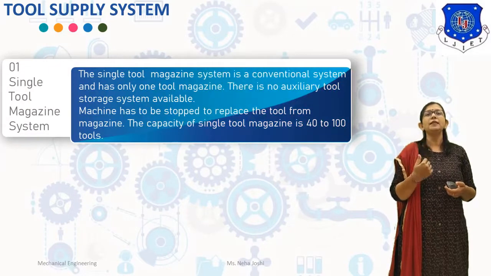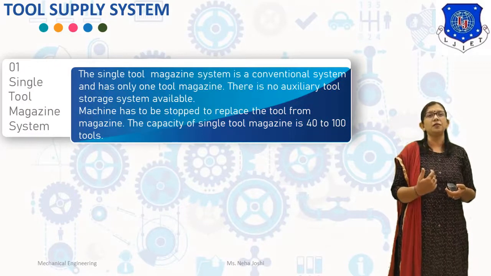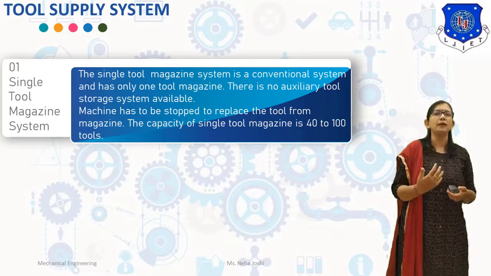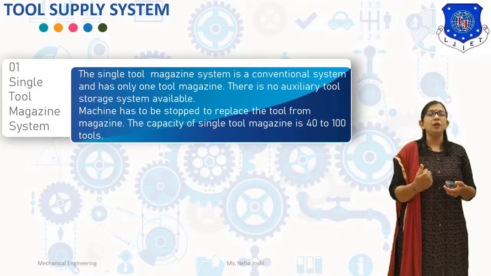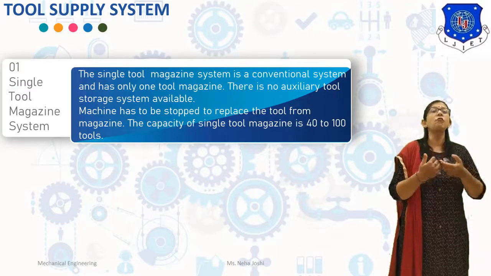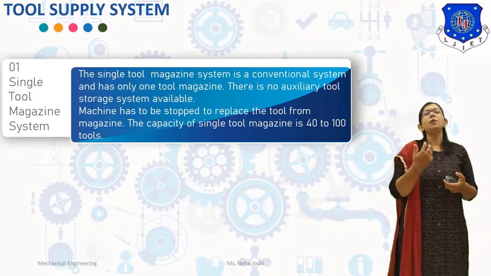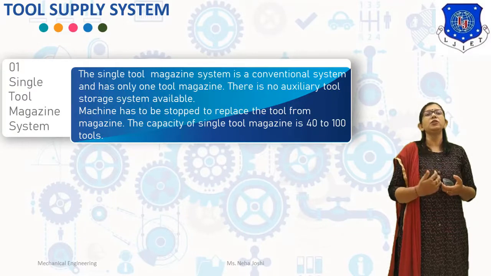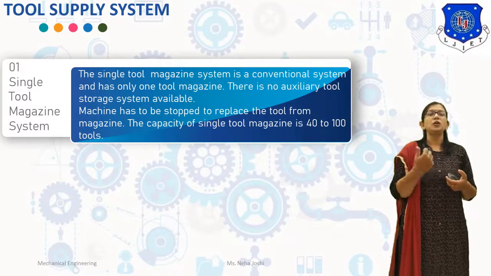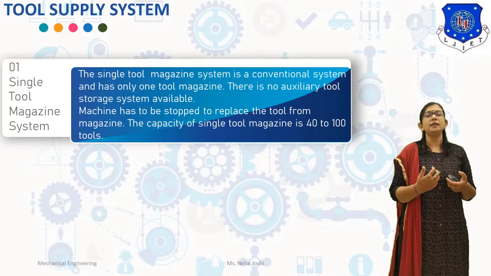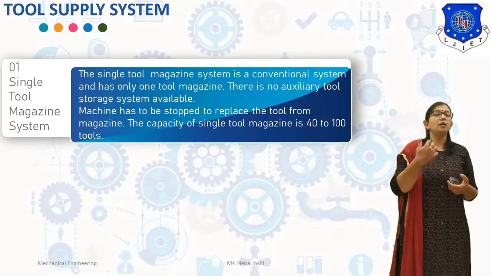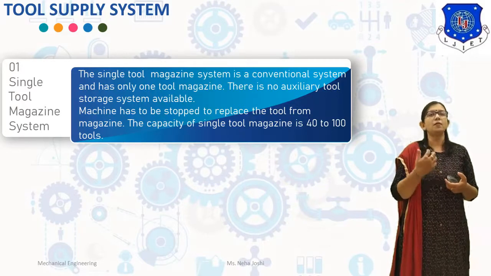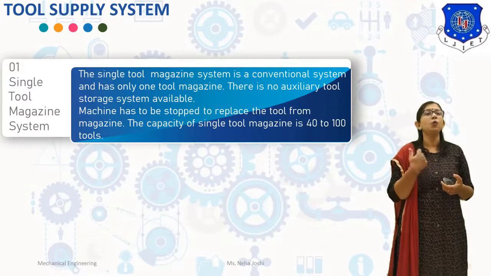In the single tool magazine system, it is a conventional system and has only one tool magazine. There is no auxiliary tool storage system available. So refurbishing of the entire tool magazine is done at the start of the shift. In order to replace the tool from the magazine, the machine tool has to be stopped. So generally it is not used in flexible manufacturing system. The capacity of single tool magazine system is 40 to 100 tools.